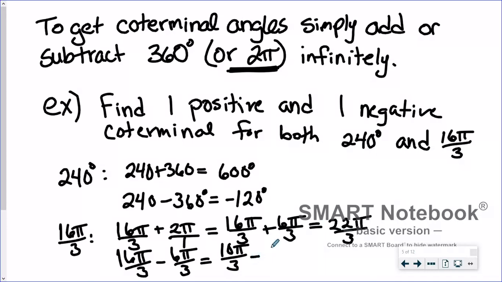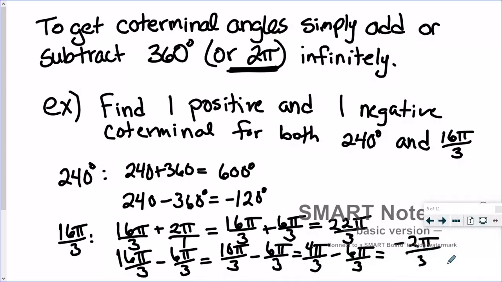Mm-hmm. So then you get negative 2 pi over 3, right? Yep. So if you subtract 2 pi again, you would get 4 pi over 3. That's still not enough. So you subtract 2 pi again, and you will get negative 2 pi over 3. All right, well, now we have a negative and a positive.